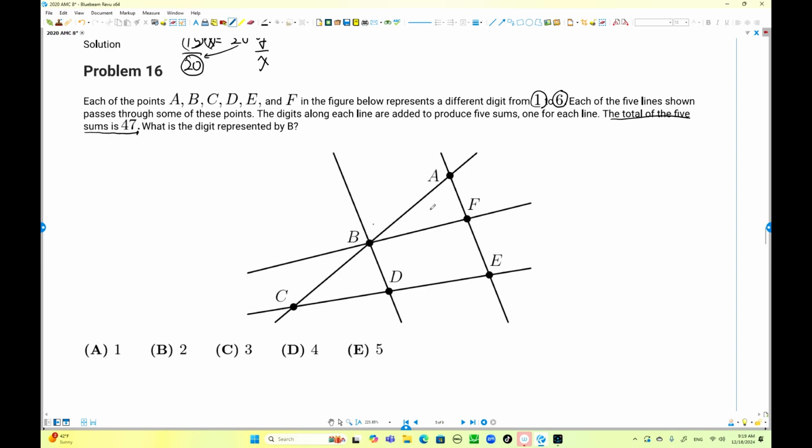Maybe you can use this one. A plus B plus C, right? That is the sum of this line. Then this one is B plus F. Or this one, A plus F plus E. Or this one, B plus D. Okay, we have 5, right? We need one more on this side: C plus D plus E, right?